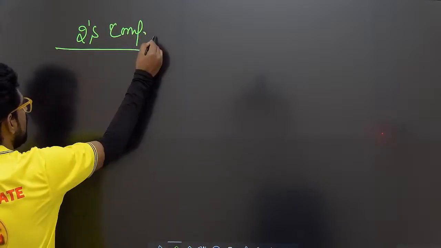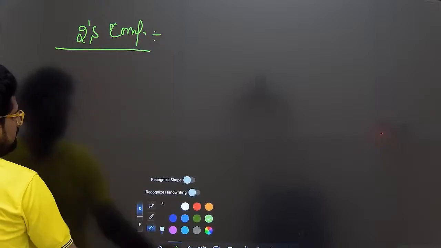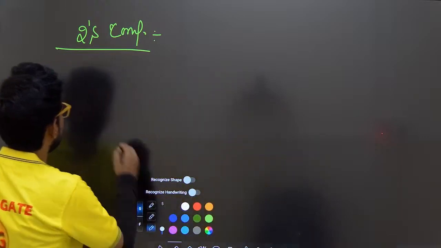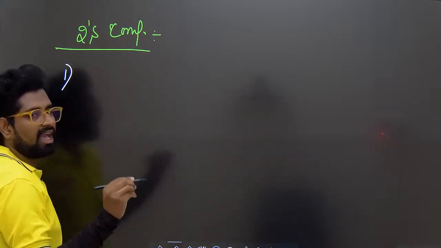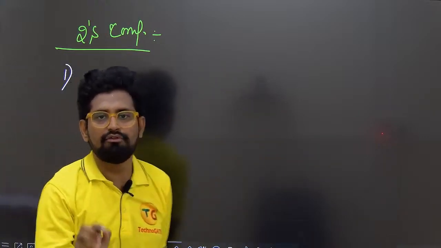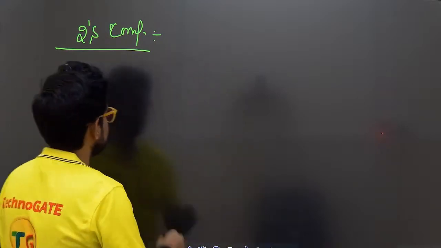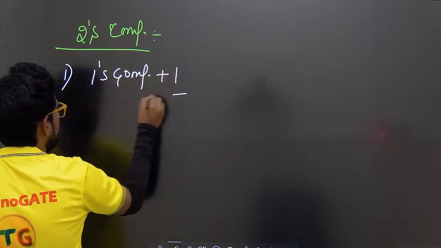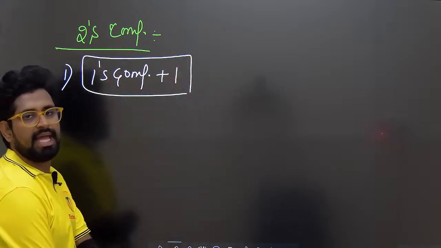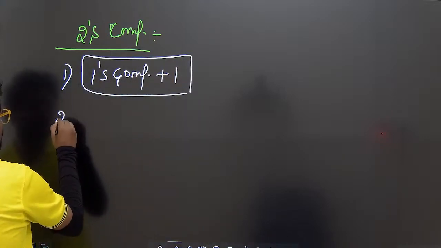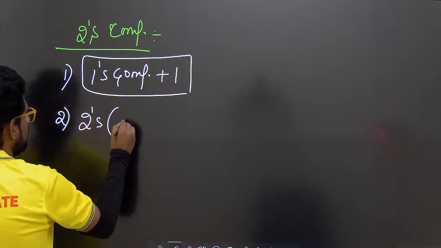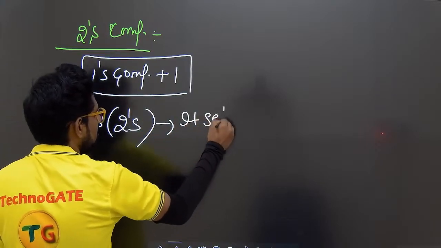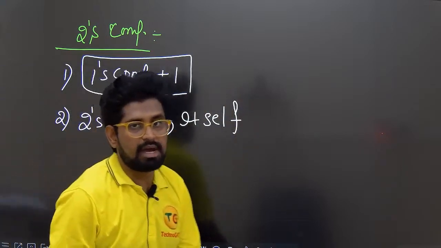So what is 2's complement? You can observe here carefully. In 2's complement, let me give you 3 rules. The first rule is 2's complement can be obtained by adding 1 to the 1's complement. As I said, 1's complement plus 1 gives 2's complement. And the second rule is 2's complement of 2's complement is itself, the same number. I'll show you with one example.